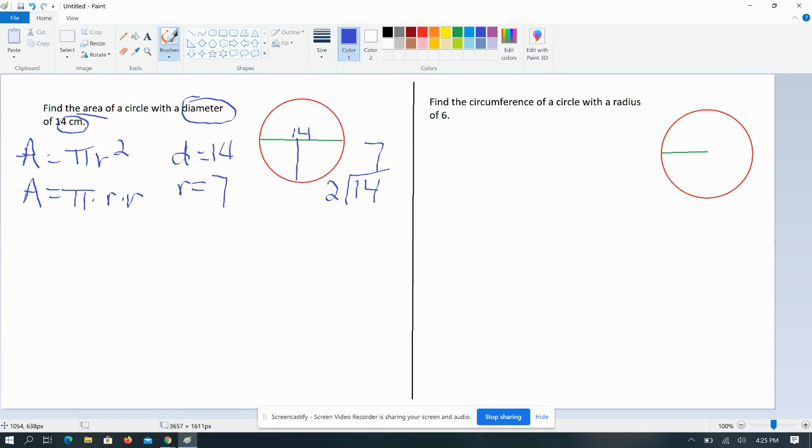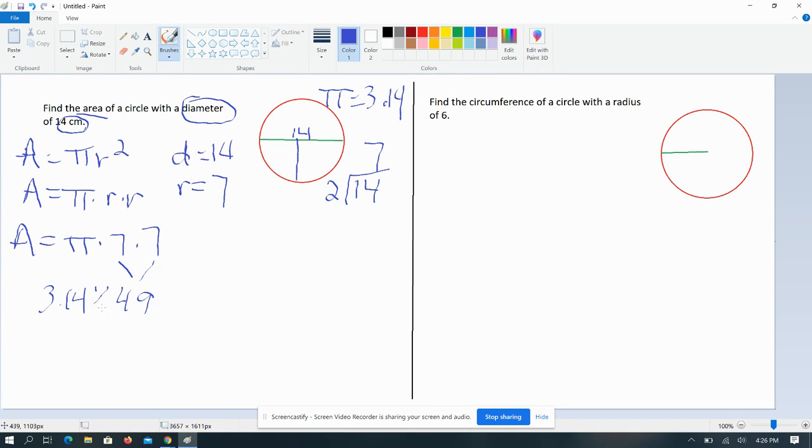So now I know everything I need, unless I can't remember what I'm using for pi. So let's always remember that for pi, we're going to use 3.14. As long as we do that, we should be all right. Now we're going to put in our numbers. A equals pi times 7 times 7. I know 7 times 7 is 49. So now I have 3.14 times the 49.